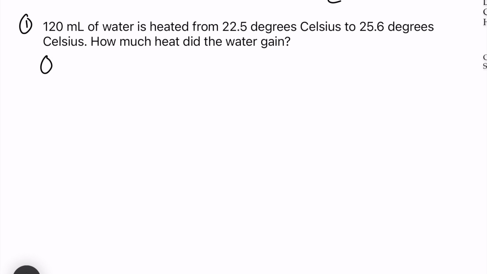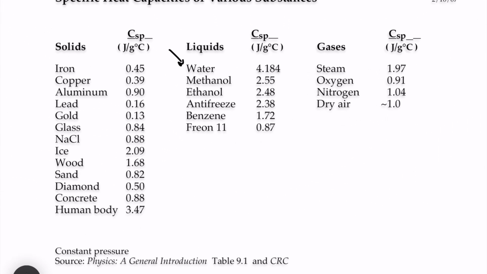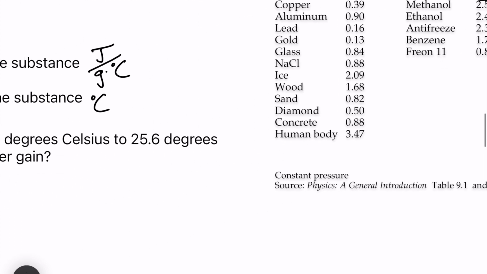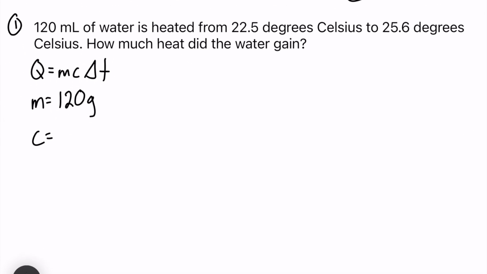So first off, I'm going to write down our formula. So Q equals mc delta T, and our mass, because water would have a density of 1 gram per milliliter, 120 milliliters will also equal 120 grams. Our C, this is where we're going to use our specific heat capacities chart. So I'm going to zoom out and zoom in on our chart. And it looks like the value of C for water in its liquid state will be 4.184 joules per gram per degree Celsius.